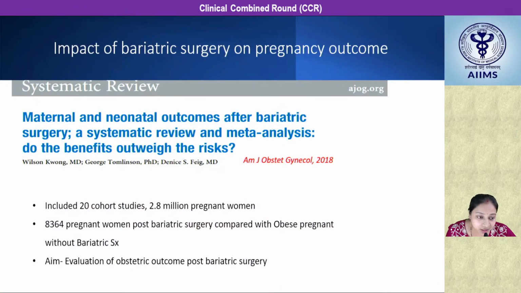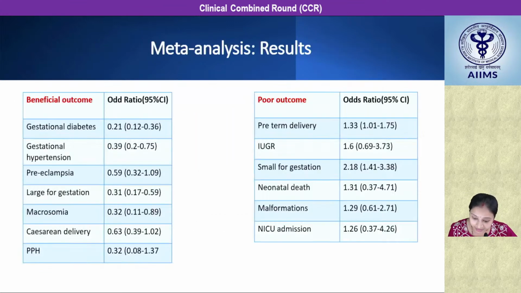So, pregnancy outcome after bariatric surgery. This is a meta-analysis which includes 20 cohort studies and 2.8 million pregnant women, out of which 8,364 pregnancies are post-bariatric surgery, when compared with obese pregnant patients without bariatric surgeries. And the obstetric outcome was evaluated.